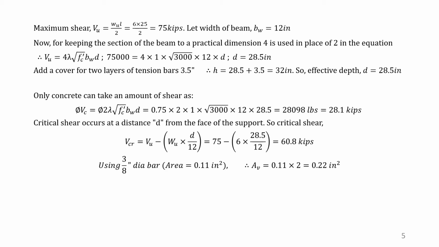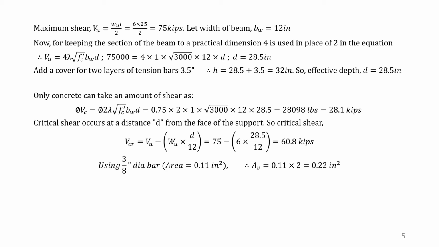Here f'c is 3000 psi, and we suppose that the concrete is made with stone aggregate. That's why we have put the value of lambda as 1, and the concrete strength is 3000, and as it is under the root, it will be in pound unit. We have already decided the width of the beam, 12 inch, and now the unknown is d. By solving these figures, we have found the d value as 28.5 inch. This is the effective d.